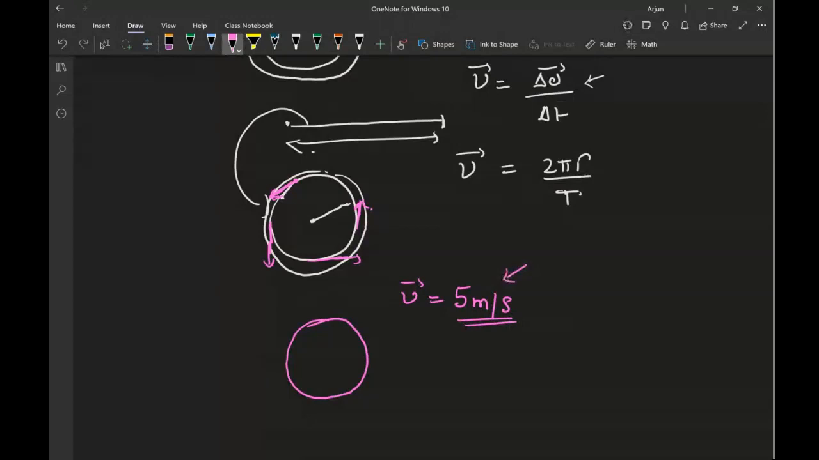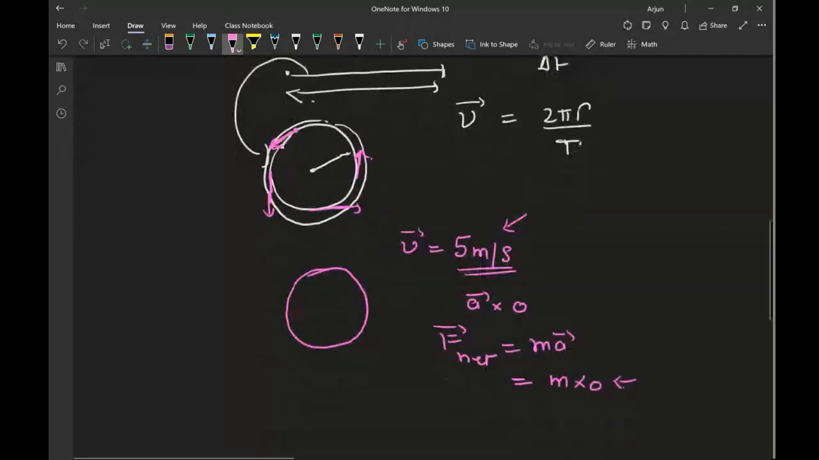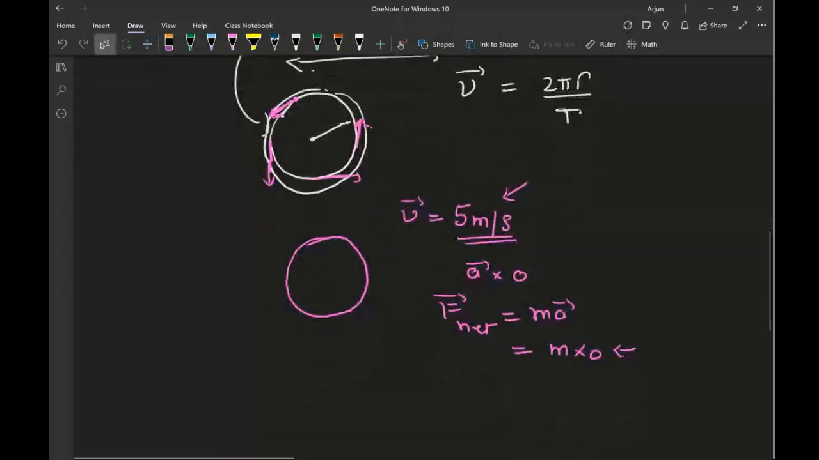Now because the velocity is constant, most of the time we are tempted to write down that, okay, the velocity is constant, so the net acceleration is zero, and then F net will be equal to mass times acceleration. So mass times zero, the net force will come out to be zero. But that's not actually true in this case, because although the velocity is constant, it keeps on changing direction. So what I'm trying to say is the magnitude is constant, but the direction is not the same throughout.